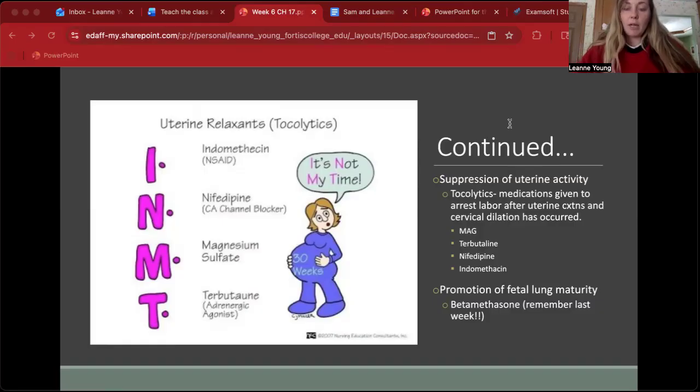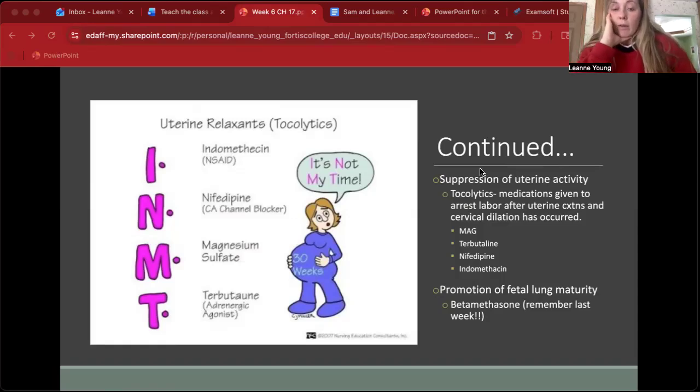It is a calcium channel blocker that will suppress contractions. It works by preventing calcium from entering the smooth muscle cells, which reduces contractions. Should not be given to any woman with infection, hypertension, or cardiac disease. Okay, just know that about nifedipine. That's important.